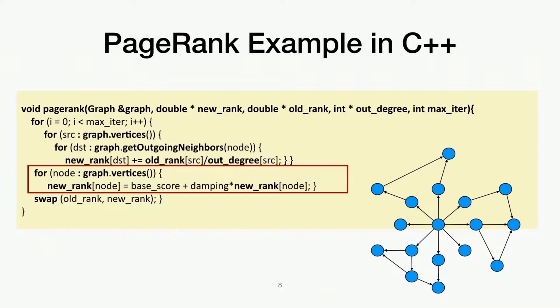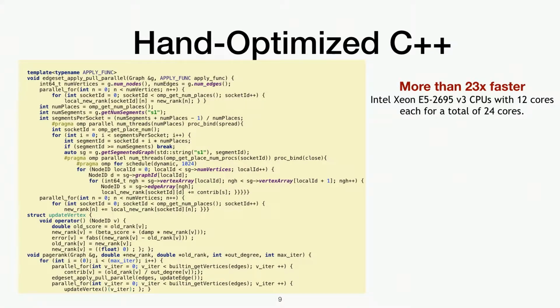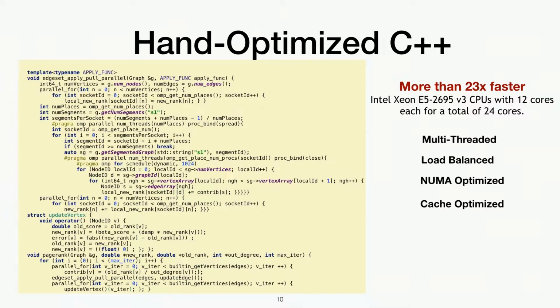So of course you can run this, but it will run very, very slow. So if you want to get performance, you write this piece of code. This piece of code is huge, and it runs 23 times faster than the previous version on a 12-core machine. It is multi-threaded, so it gets parallel performance. It is load balanced because, as you know, graphs are very imbalanced. If you have non-uniform memory access machines, things like multiple-socket machines, it will take advantage of that, and of caches. A lot of things are happening in this piece of code.